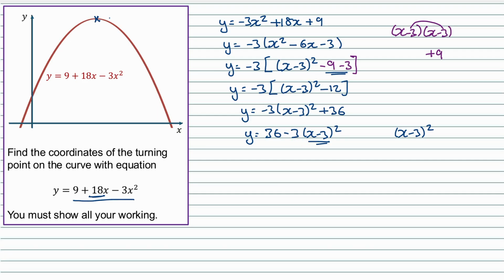So if the maximum y value is 36, we need to think about what value of x would give us this being 0. Well, 3 take away 3 will be 0. So y is at its maximum when this is 0, when x is positive 3. So I'll include that in the coordinate. And this is the coordinate of the turning point.